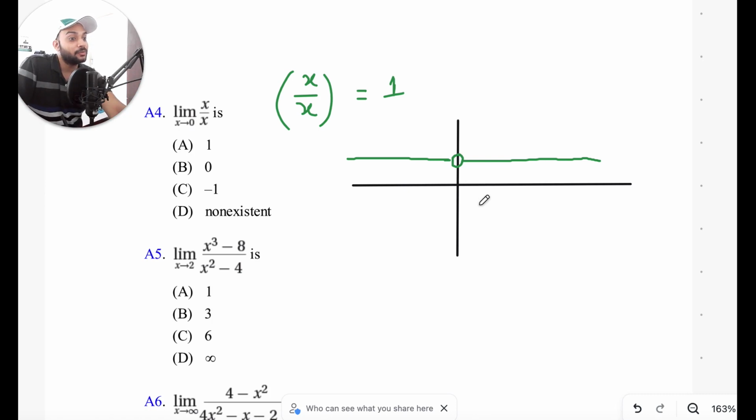But the limit exists, because what does limit mean? Limit does not mean x is equal to 0. Limit means x is approaching 0. So approaching 0 from the left hand side, it's still 1. From the right hand side, it's 1. So the limit exists. Left hand and right hand limits both exist. At x equal to 0, it's not a defined function. So the value is 1, option a. The limit is a.